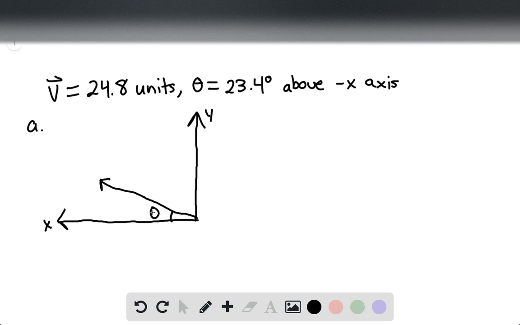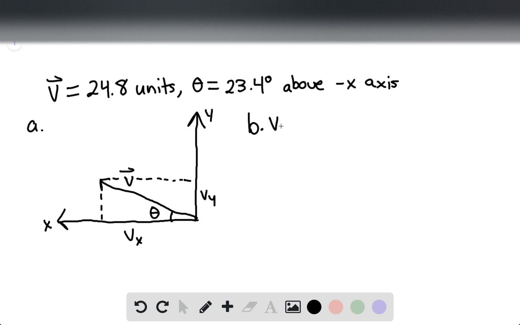This measure would be equal to theta, and then this magnitude would be equal to the 24.8 units. So we'll just label it V. And this is how you would represent this vector graphically. You could also add dashed lines and further specify that this is the y component and this is the x component. For part B, we need to find the magnitude of the y component and the x component.